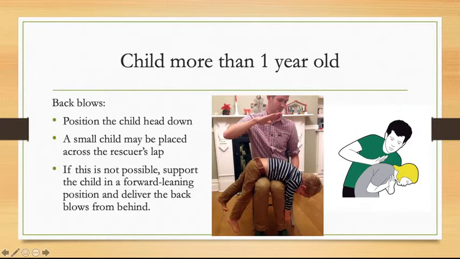For a child more than a year old, as you can see in the first picture, you can place them across your lap, with you sitting down. But if this is not possible, for example, the child is a bit bigger, you can make them lean forward, and then you can deliver the blows from behind.